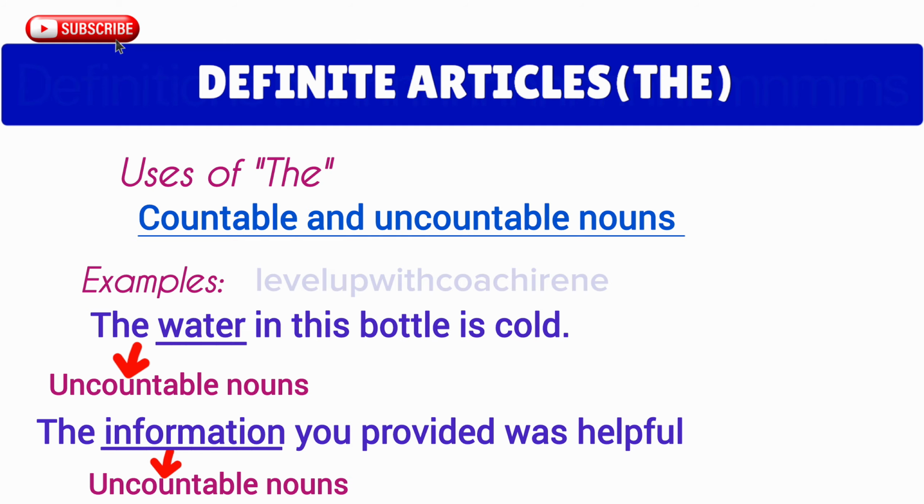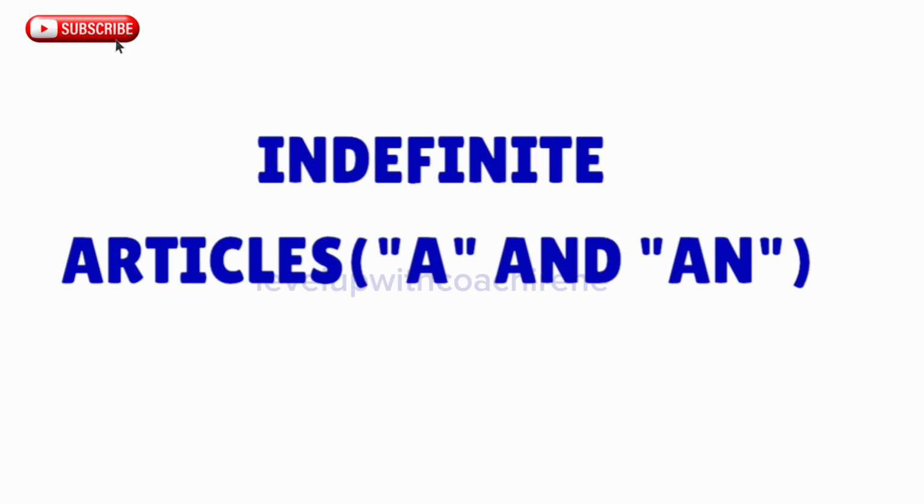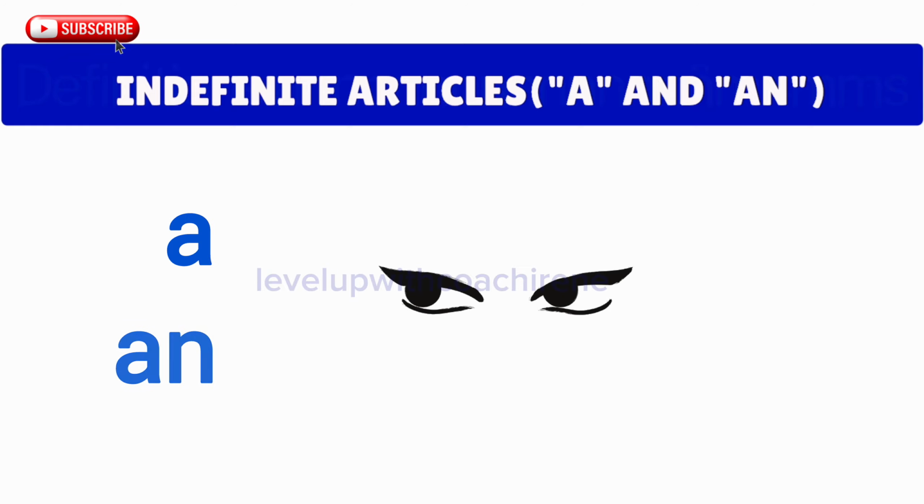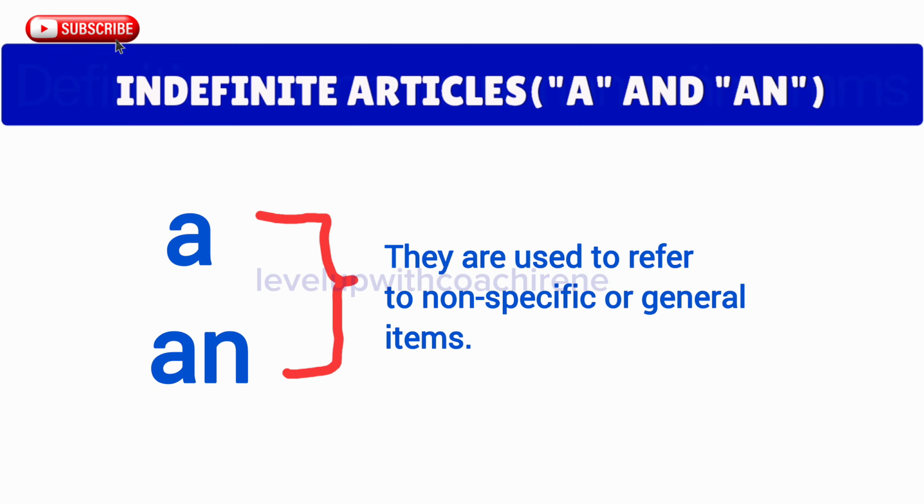To proceed, let us look at indefinite articles. Indefinite articles in English are a and an. They are used to refer to non-specific or general items rather than particular or specific ones. They introduce a noun for the first time or when the identity of the noun is not known to the speaker or listener.